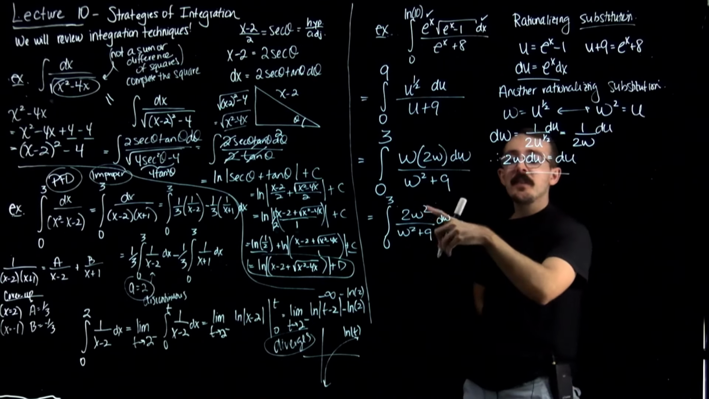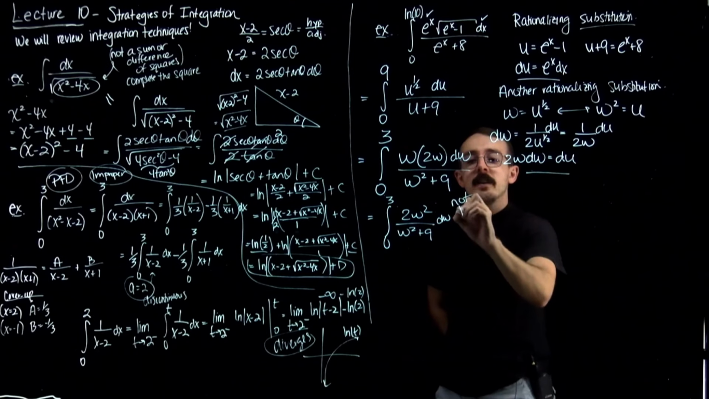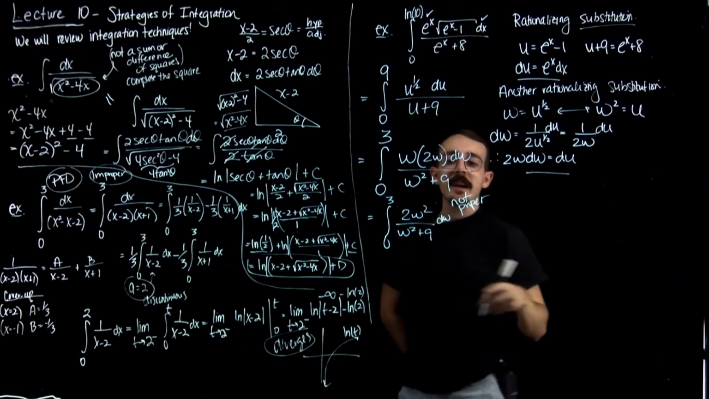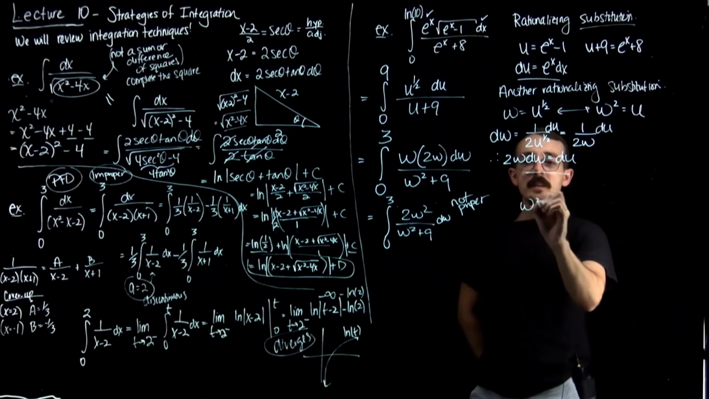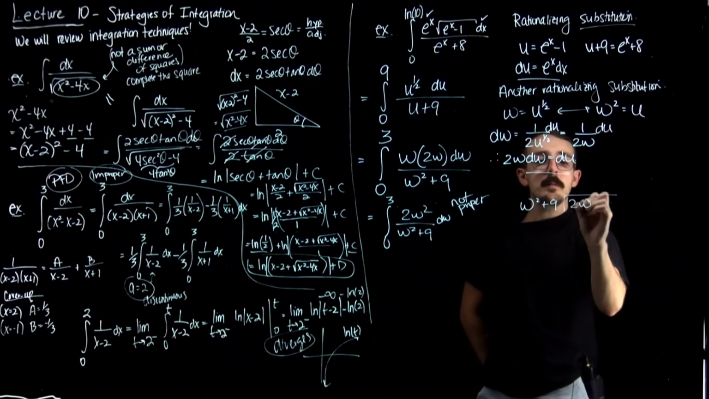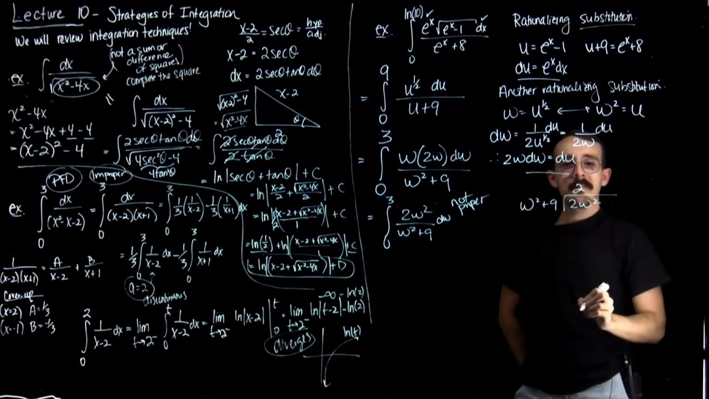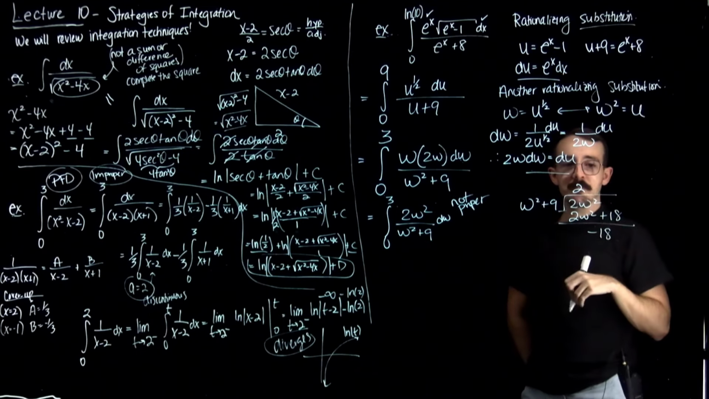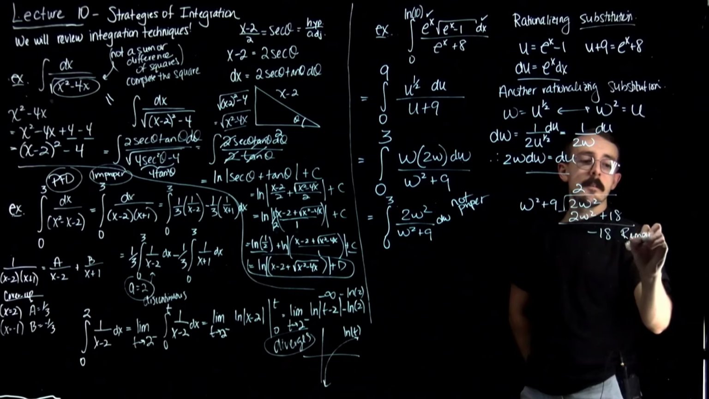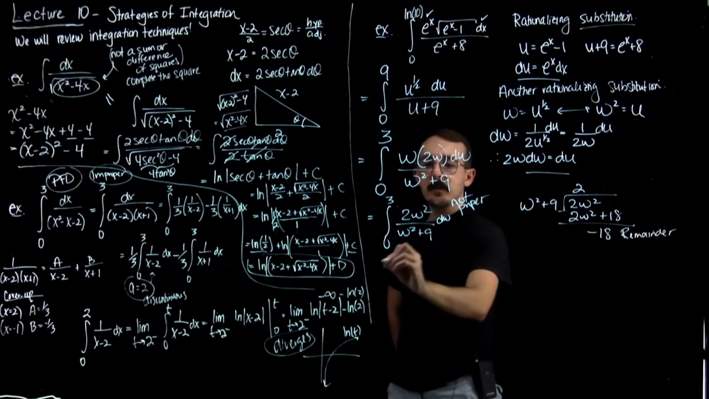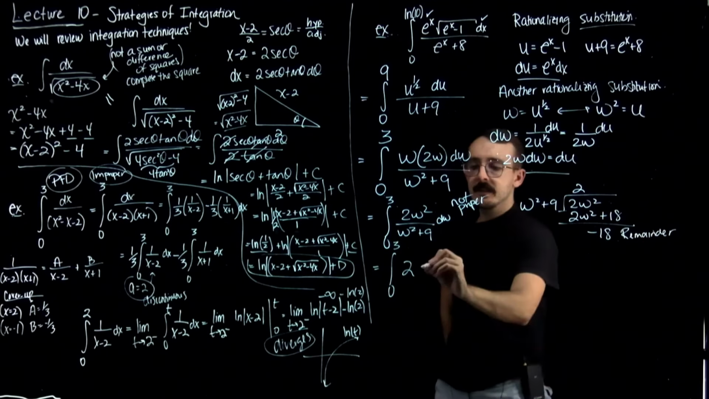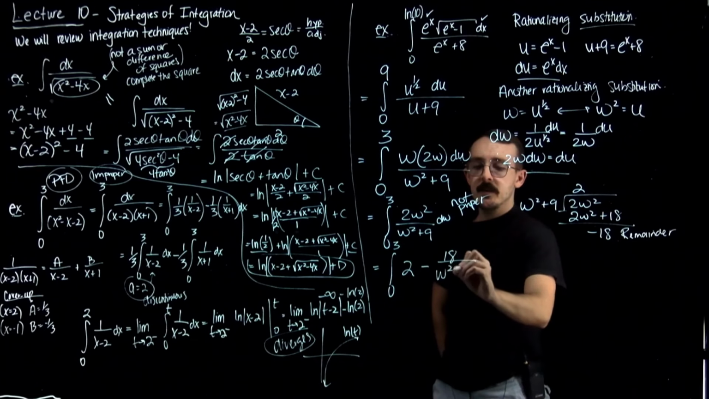This is a polynomial divided by a polynomial, and this is not proper. The degrees match, and you need the degree of the numerator to be less. So I did long division. I'm going to divide this one into 2w squared, and it goes in 2 times. Multiplying across, I get 2w squared plus 18, and I subtract that, so I get minus 18. That's my remainder. So this integral turns into the integral from 0 to 3 of 2 minus 18 over w squared plus 9.